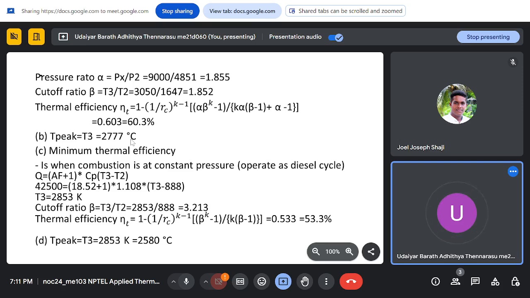So what we know here is we have made a comparison, and we have found out that when operating as a dual cycle with a set of conditions, you are getting a maximum possible efficiency of 60%, and the minimum efficiency you can have is like operating in a diesel cycle, and the efficiency will drop down to 53.3%. So that's what we'll conclude.